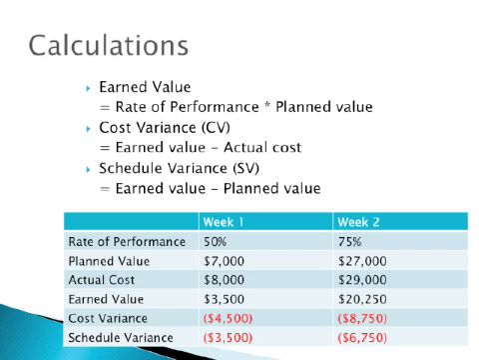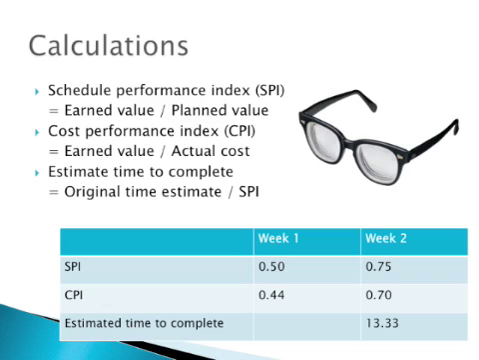Now, the schedule performance index is calculated by dividing earned value by planned value. This ratio can be used to project time overruns. Here, the schedule performance index, or SPI, is 50% in week 1 and 75% in week 2. The cost performance index, or CPI, is calculated by dividing earned value by actual cost. This ratio can be used to project cost overruns. Here the CPI is 44% in week 1 and 70% in week 2.